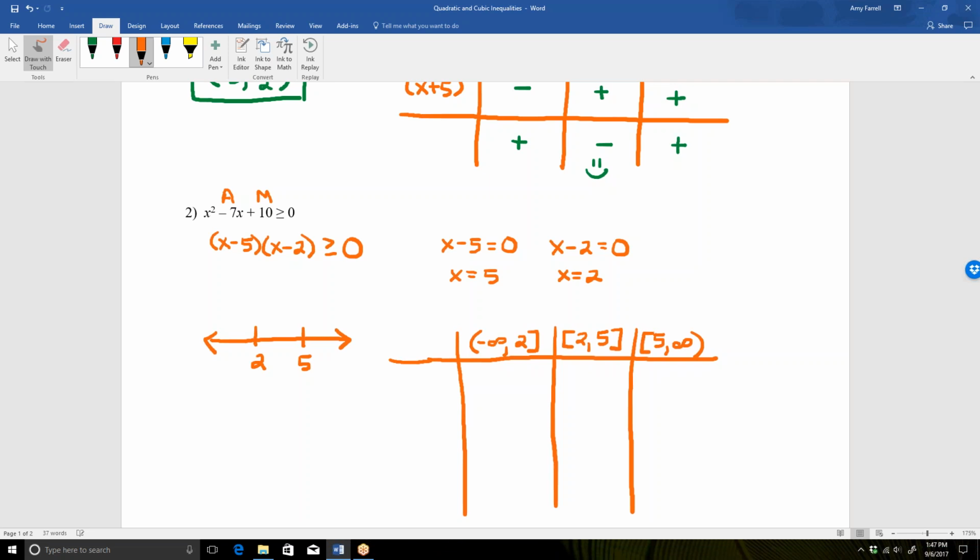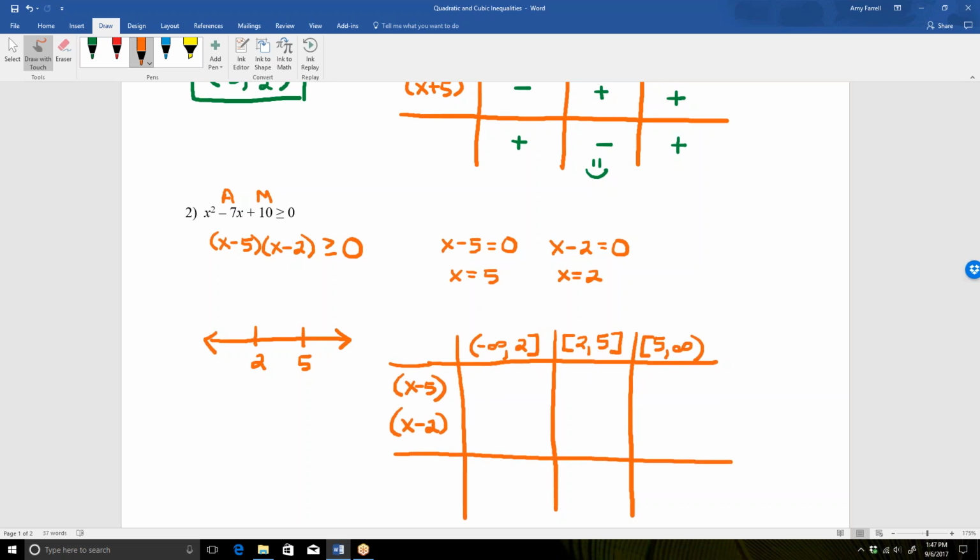I'm also, in my sign chart, going to enter my factors. Okay, and then I'm going to choose a number in each interval to test or plug into the factors. So I need to pick a number less than 2. How about 0? I mentioned 0 is always a nice one to plug in. I need to plug in a number between 2 and 5. How about 3? And I need to plug in a number bigger than 5. How about 6?